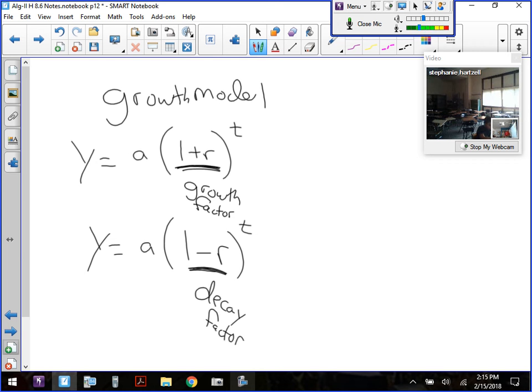So if your growth factor happened to be 1.63, that means your percent increase was 63%. Not 0.63, percentage-wise, it would be 63%. Because if it was 0.63%, then it would be 0.0063. A lot of numbers. And that's what we did with those.